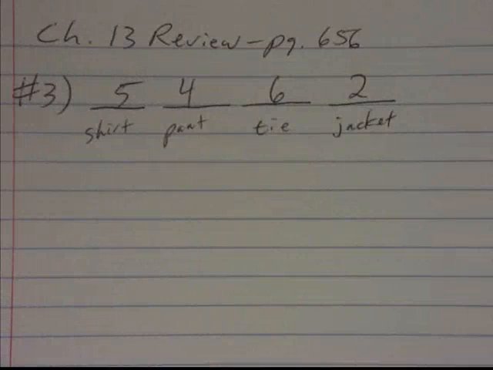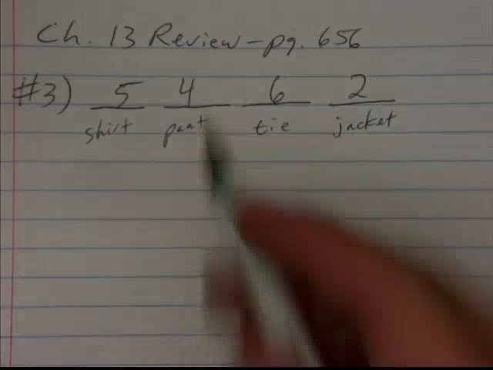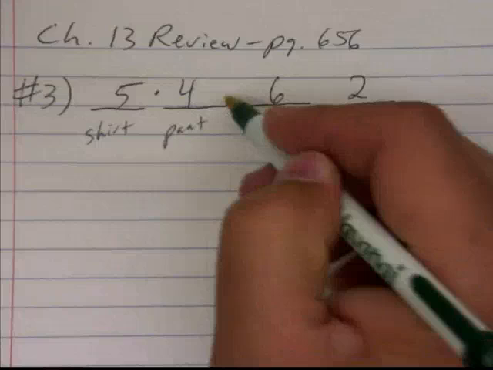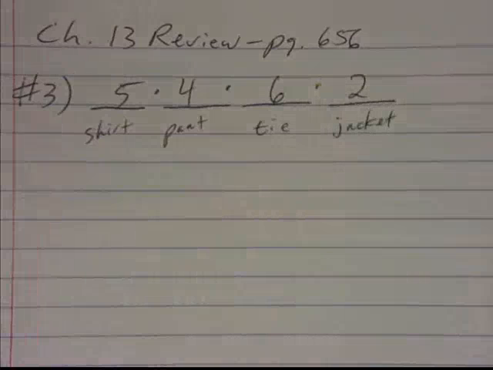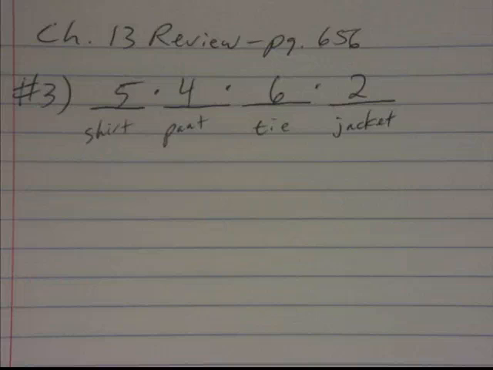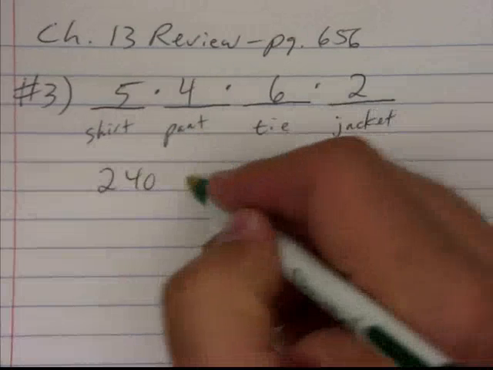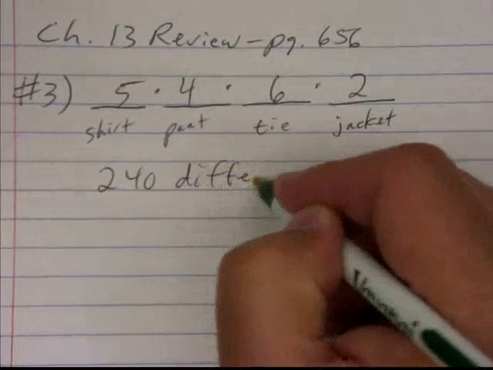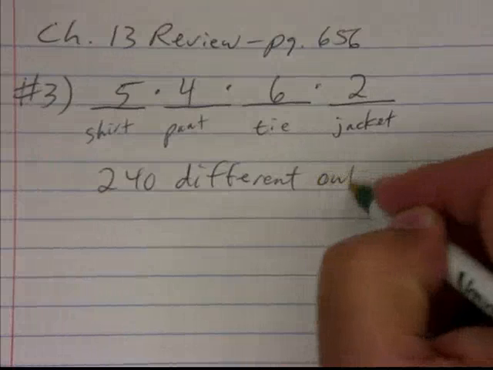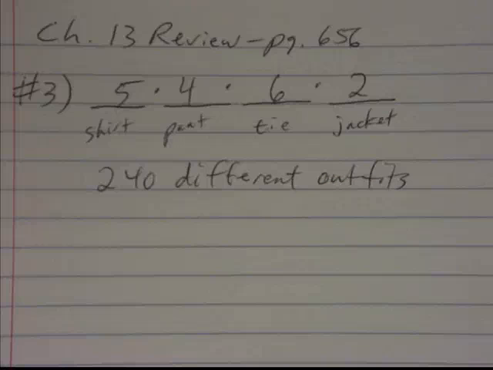And to find the total number of outfits I can make, I'm going to count this by multiplying all of these together. That'll give me the total number of different ways in which I can put those together. So 5 times 4 times 6 times 2 will give me 240 different outfits. That's not one that you can do with a combination or a permutation. It's one that you have to do with the slot method.